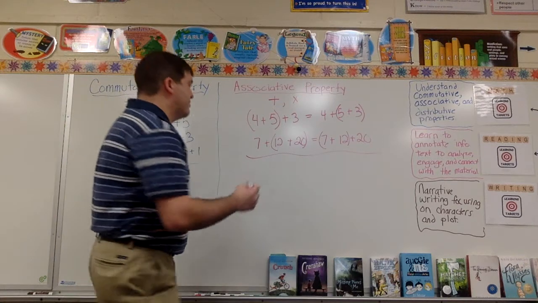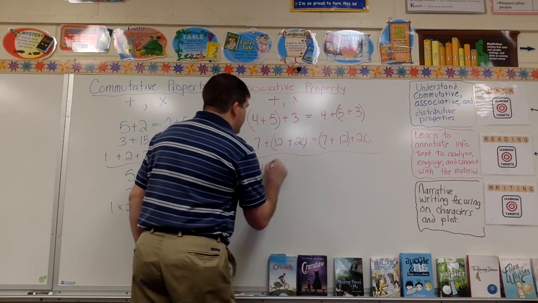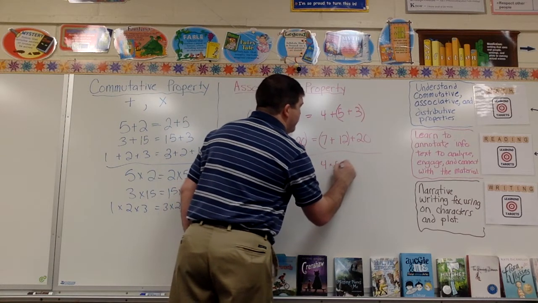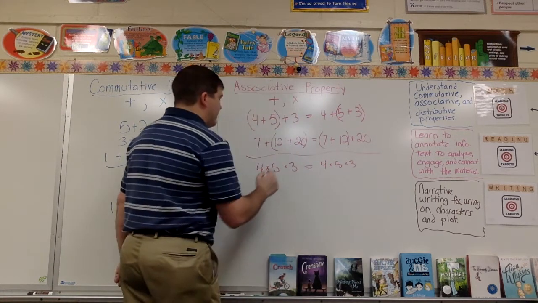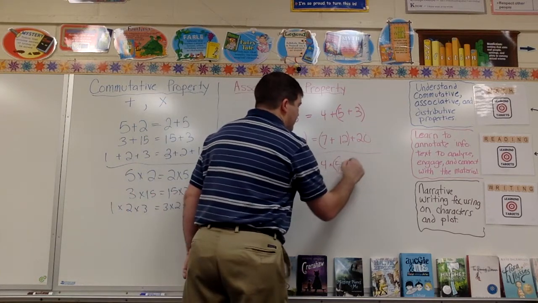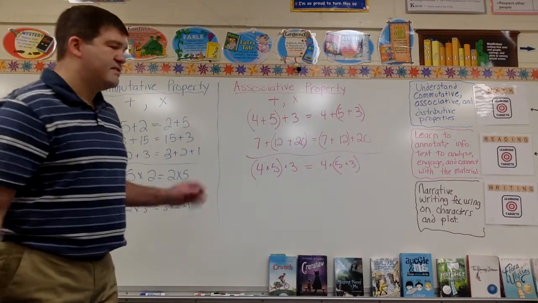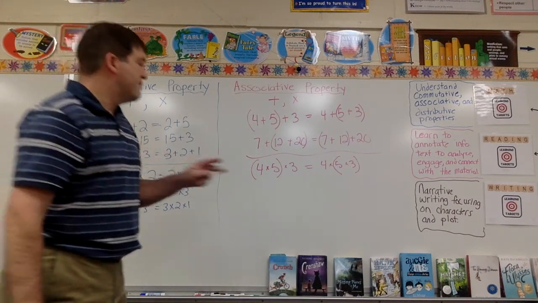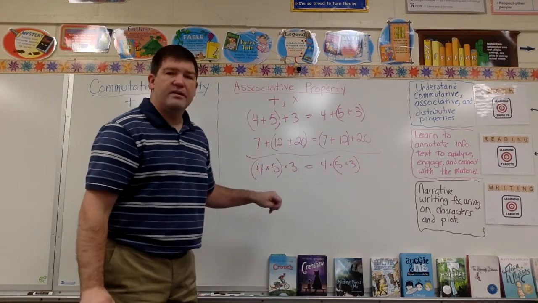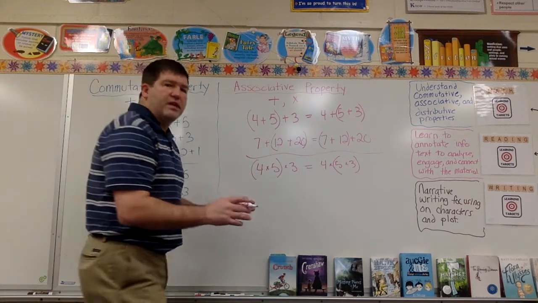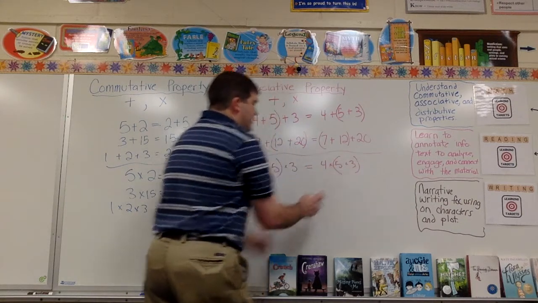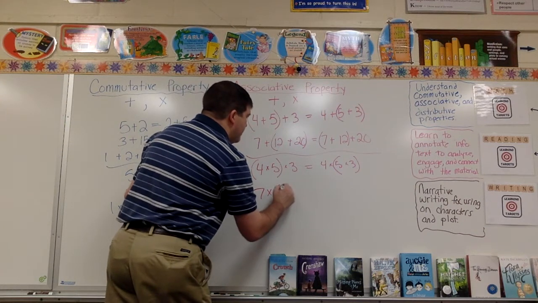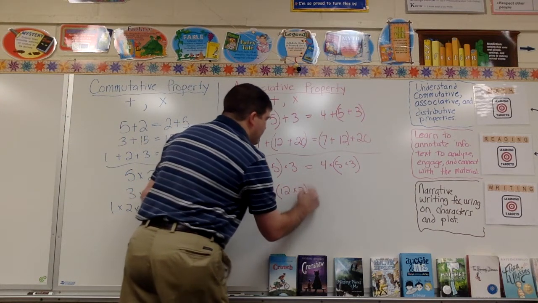Now, same thing works for multiplication. 4 times 5 times 3 equals 4 times 5 times 3. And say I want to do this first, and on this one I want to do that first. Same numbers, same order, same operation of multiplication. Doesn't matter which grouping I do first, we're going to get the same answer. These are associated together. Okay? Or 7 times 12 times 20.